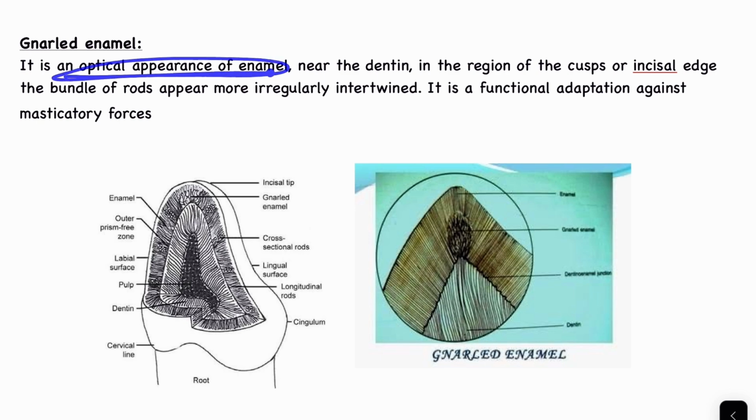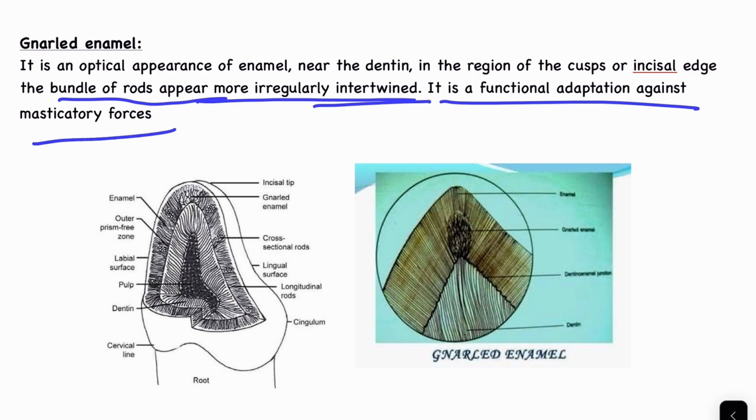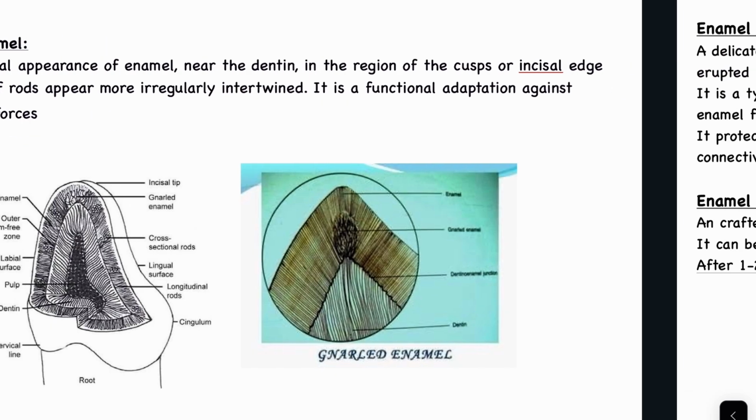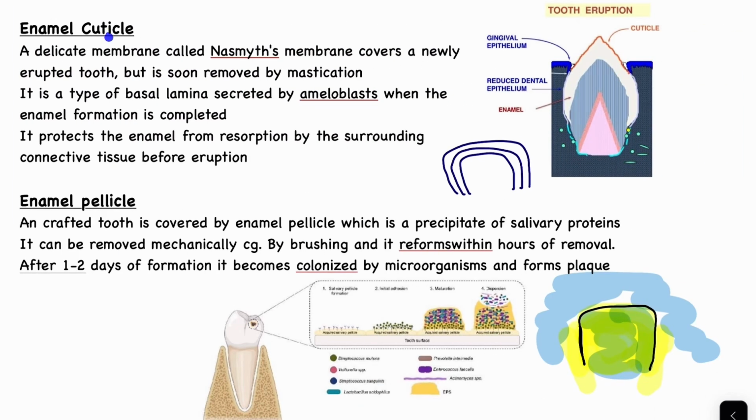So it's an optical appearance of the enamel near the dentine in the region of the cusp or incisal edge. The bundle of rods appear more irregularly intertwined. It's a functional adaptation against masticatory forces. Okay, now coming to enamel cuticle.